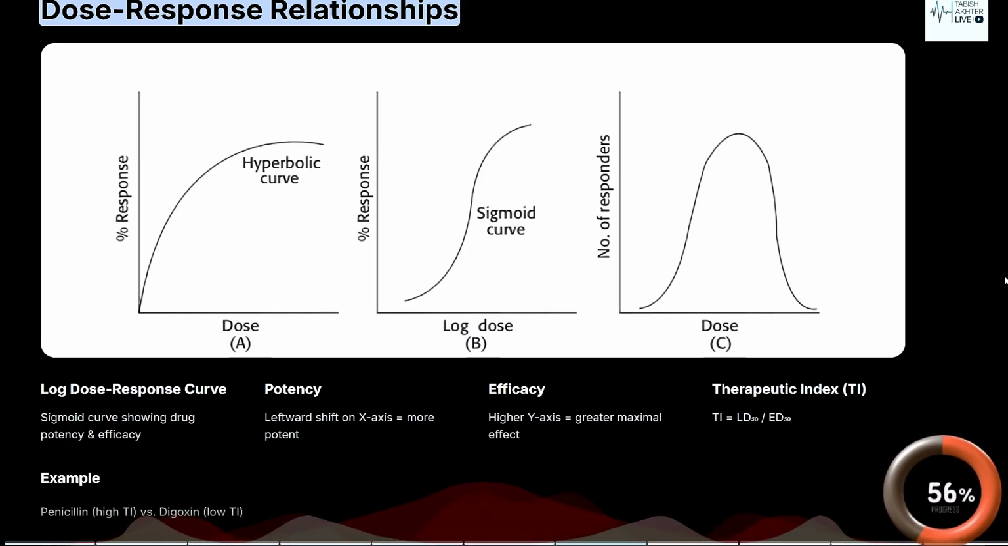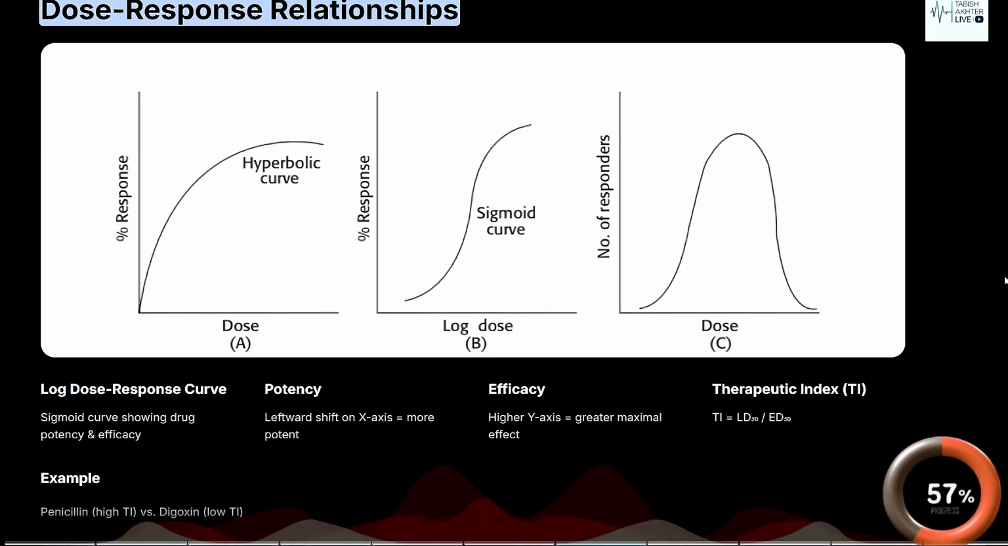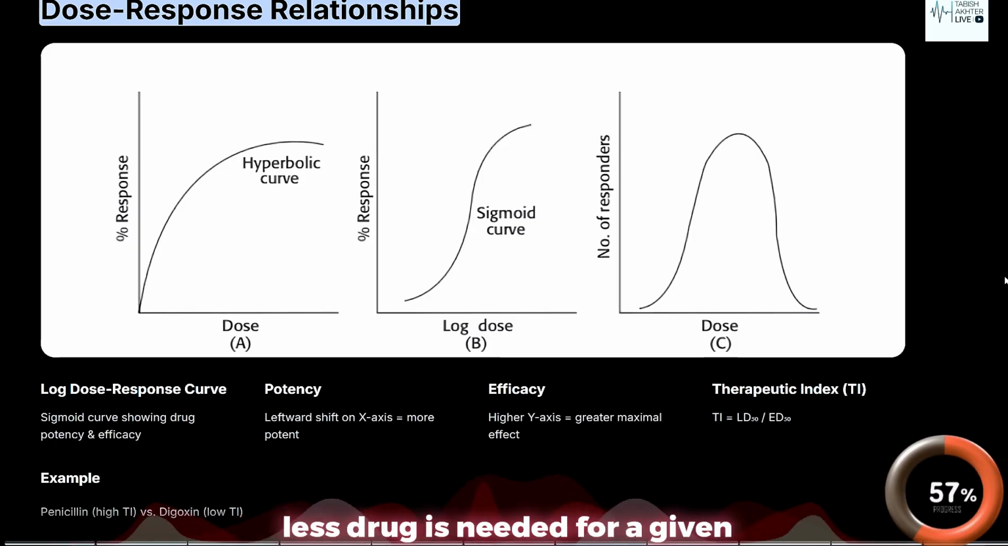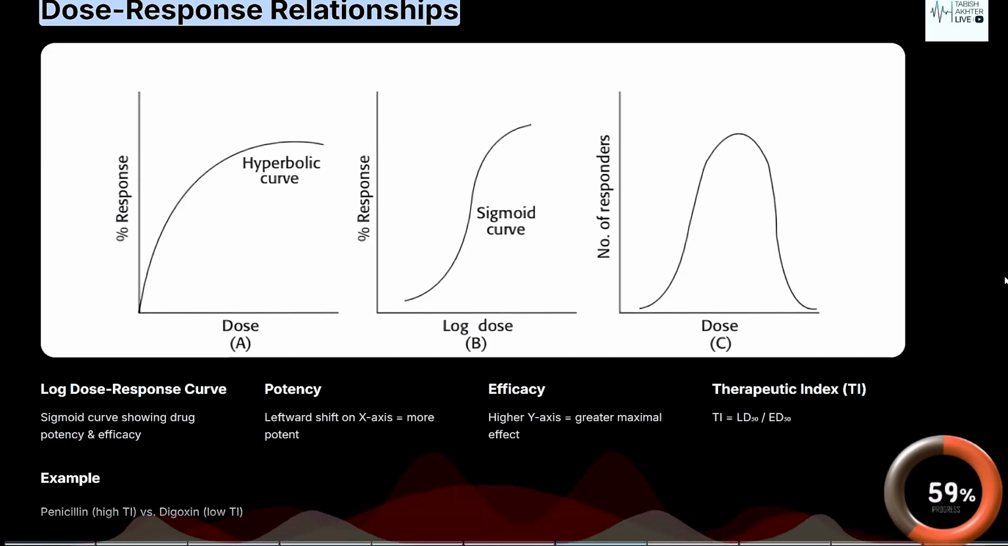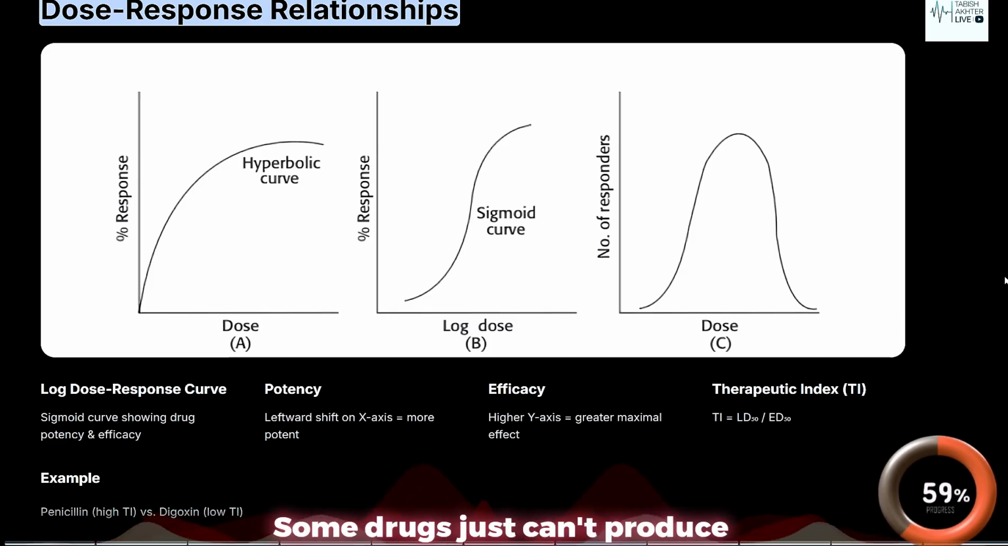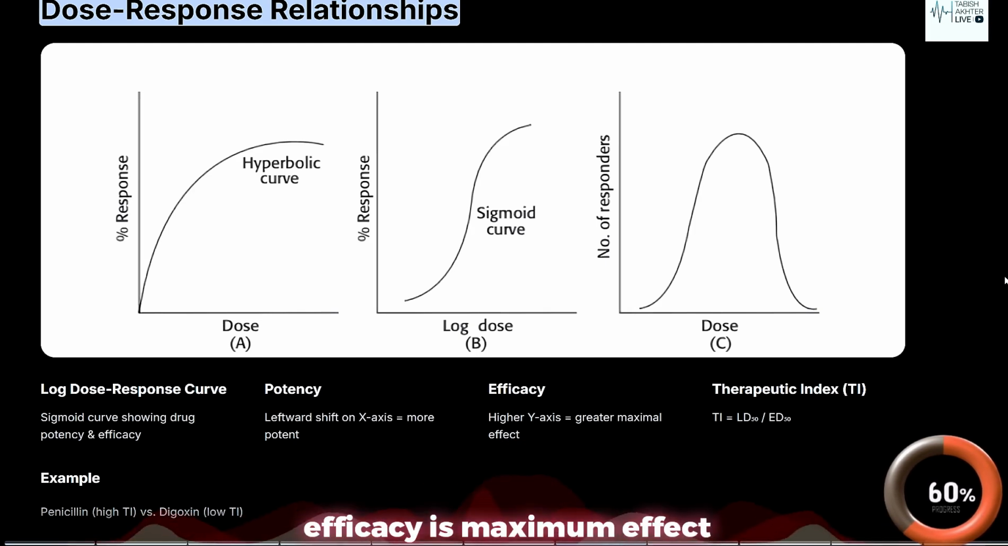Two main things, potency and efficacy. Potency is about how much drug you need. A curve shifted to the left means less drug is needed for a given effect. It's more potent. Efficacy is about how much effect you can get. Max, that's the height of the curve. Some drugs just can't produce as strong an effect as others, no matter the dose. Potency is dose, efficacy is maximum effect.